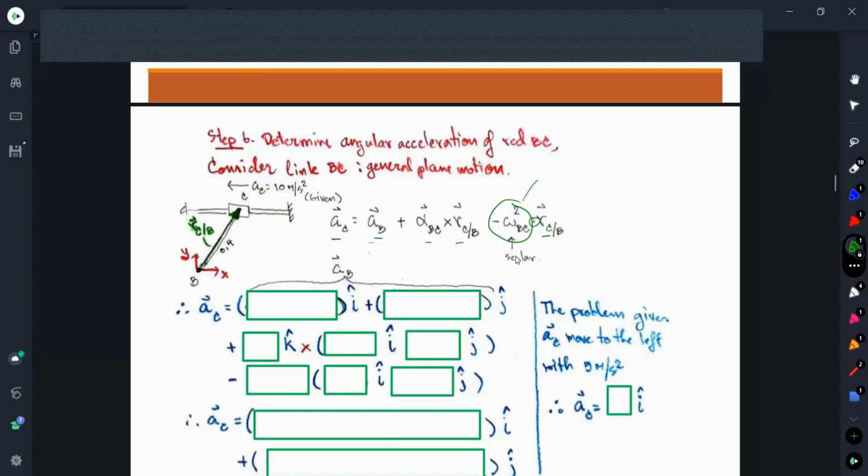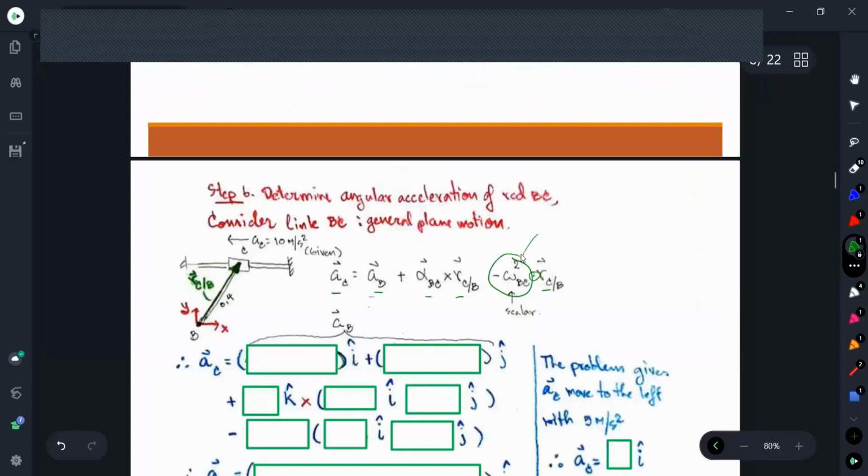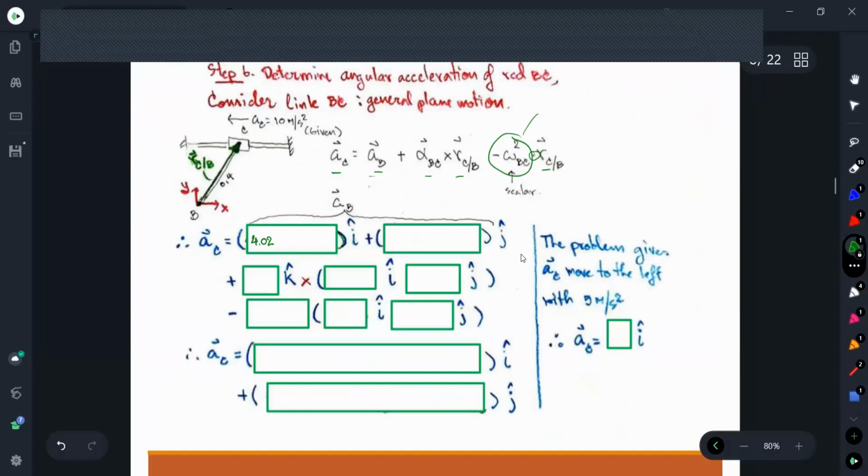So according to this, we have to substitute each value into this step. For a B, we know already, right? a B is 4.02 minus 0.52 alpha AB i, and this should be minus 6.96 minus 0.3 alpha AB j. And for the next step, alpha here should be alpha BC. And for r C/B, we already found in the previous one, it is equal to minus 0.283 i plus 0.283 j.